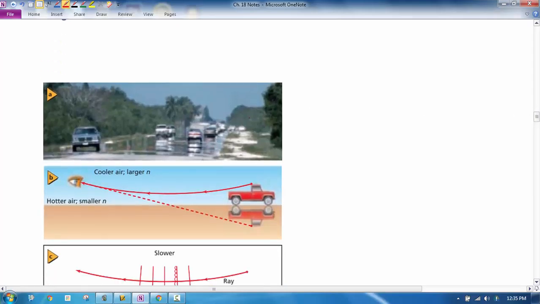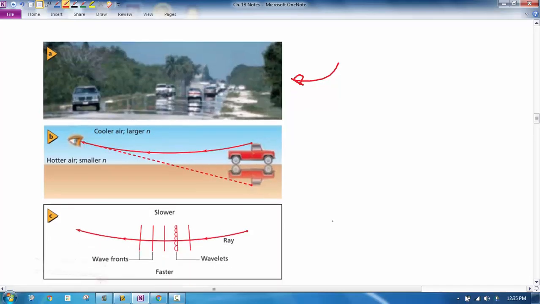So here's what a mirage looks like. I'm sure you've seen them before. And why it happens, the best picture I can give you is this last one right here. You have wave fronts here, and the light is moving faster through warmer air, and it's moving slower up here where the air's a little bit cooler. And so you have this refraction, this bending of the light.